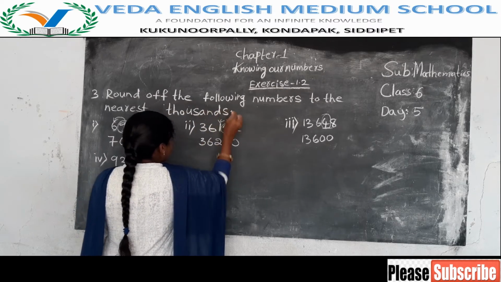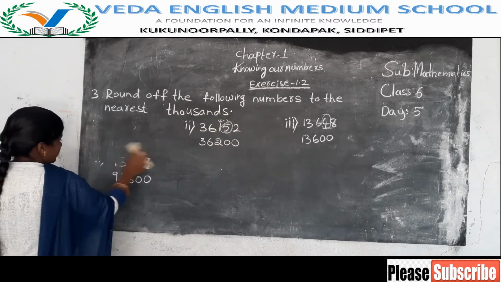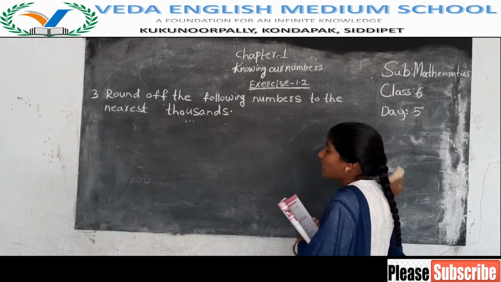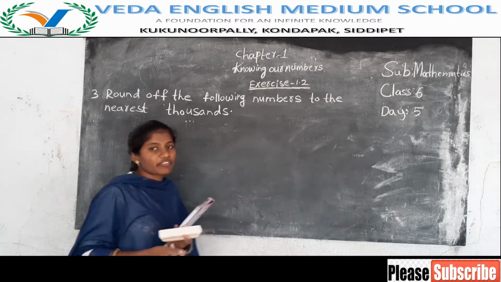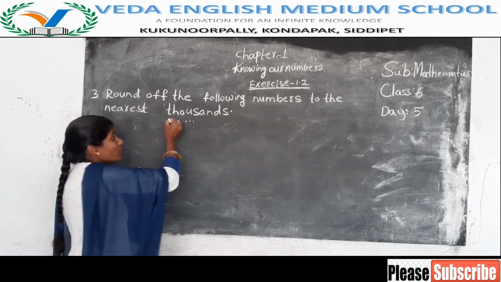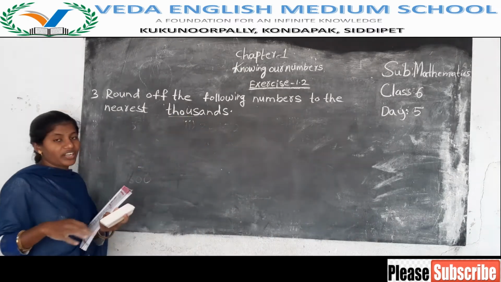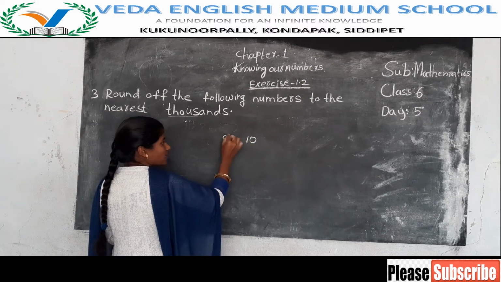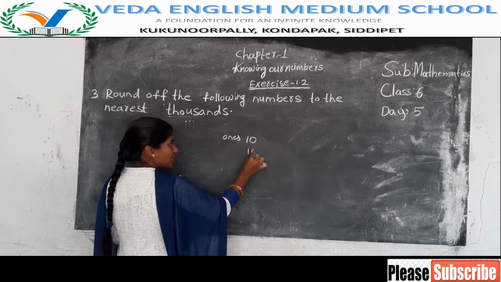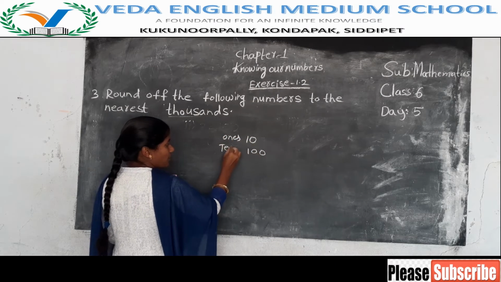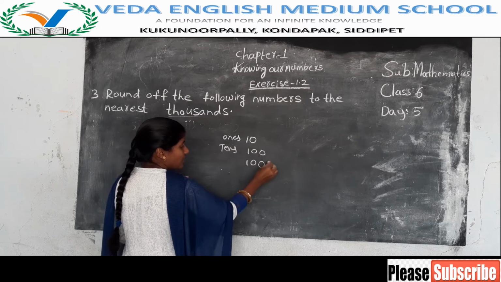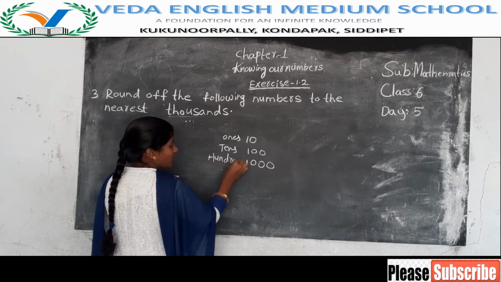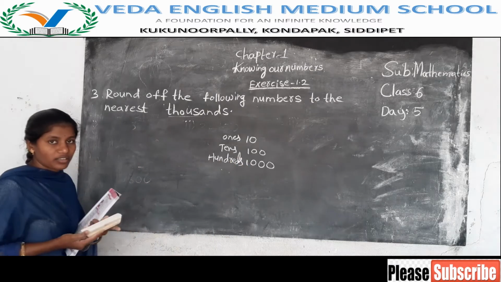Thousands. Now they are asking to find the following numbers to the nearest thousands. That means which place value do we have to count? The hundreds place value, because before thousand the place value is hundred. If they ask for the nearest tens, you have to count the ones place number. If they ask for the nearest hundreds, you take the tens place number. If they ask for the nearest thousands, then you count the hundreds place number. Each and every time, based on the question, you have to follow the answer.